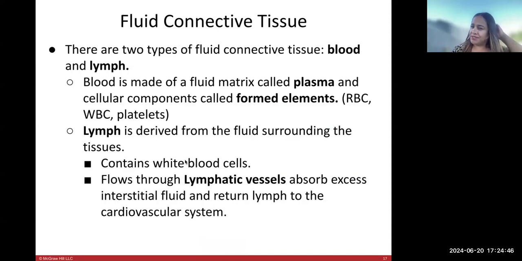Fluid connective tissue. Blood and lymph are our two fluids that are classified as connective tissues. Blood is made of a fluid matrix called plasma, and all of the other cellular components: red blood cells, white blood cells, platelets. We'll get into those in more detail when we get to that chapter. Lymph is derived from the fluid surrounding the tissues, the extracellular fluid. It contains mainly white blood cells, and it flows through lymphatic vessels to absorb excess interstitial fluid and then returns lymph to the cardiovascular system.